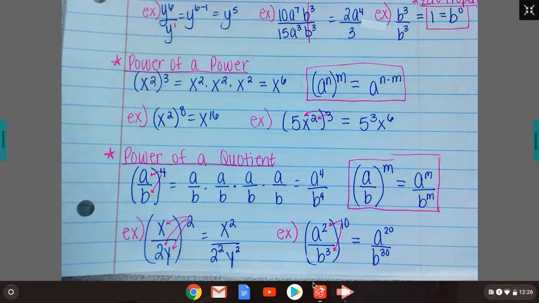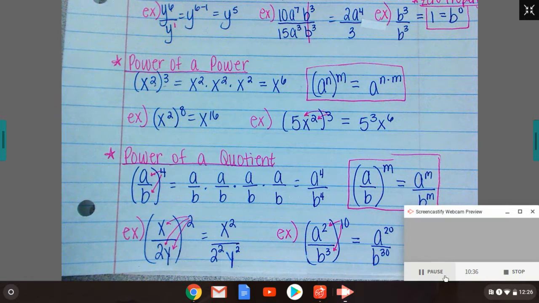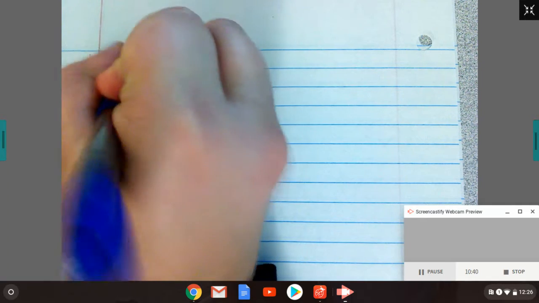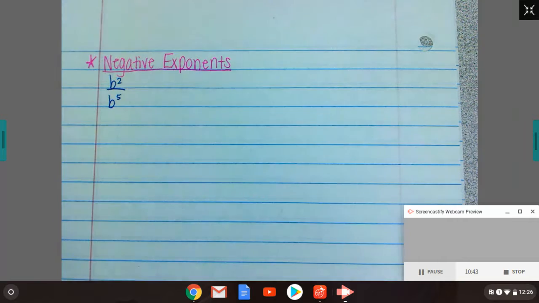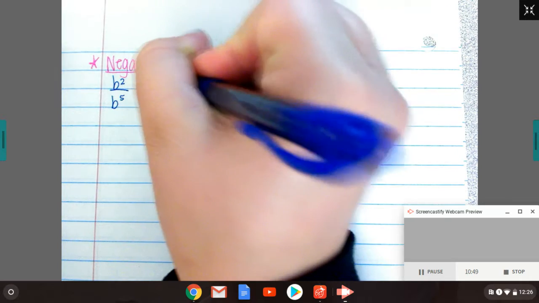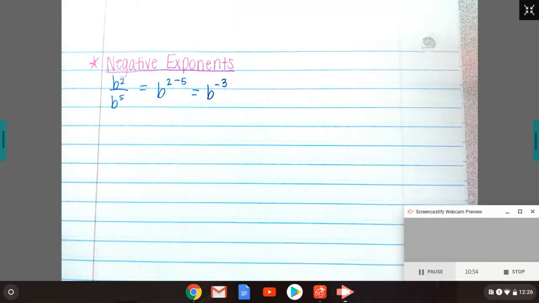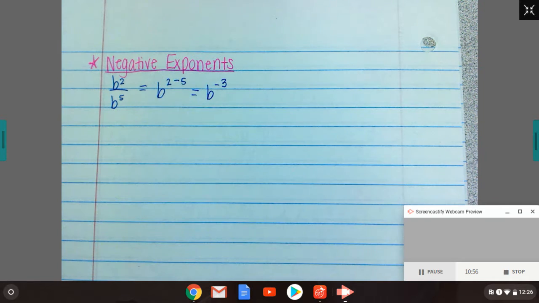We've got one more. Our last one is negative exponents. So if I had an example like b squared over b to the 5th, and I was going to use this like my quotient property, I would do my subtraction. So this would be b to the 2nd minus 5, or b to the negative 3. Now, that looks kind of weird as an answer, b to the negative 3. And it should. We don't ever have answers with negative exponents. So whenever I have that, I need to switch it around a little bit.